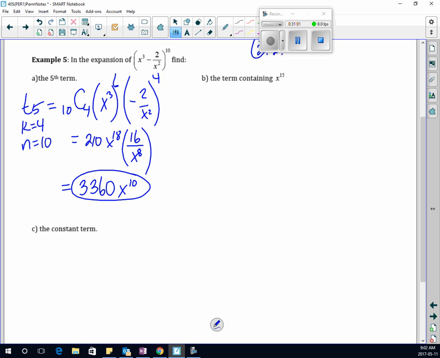Now it's asking you for the term containing x to the power 15. So notice this x to the power 10 has nothing to do with it. Well, you might fluke and get it, oh, that means those add up. No, that's just a fluke. That has nothing to do with these things. So the problem here is I don't know the k value. If I knew the k value, I'd know the term number, and if I knew the term number, I could use the formula. So how could I figure out what the k value is?